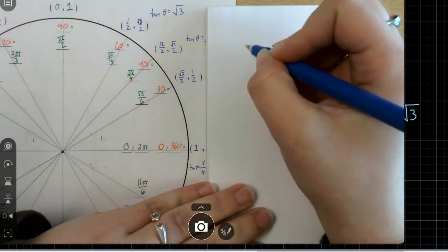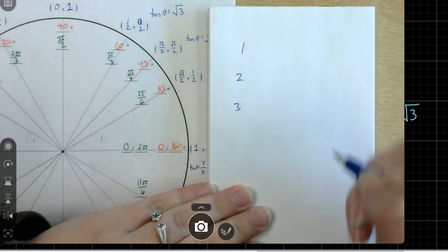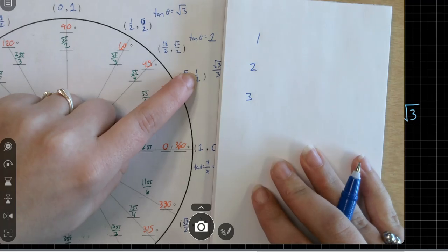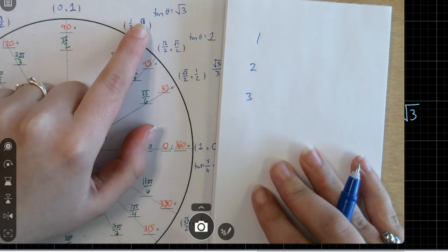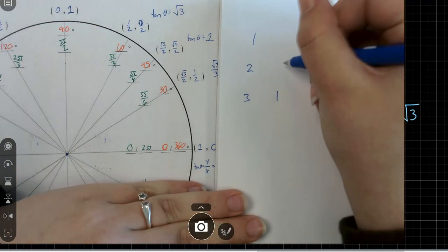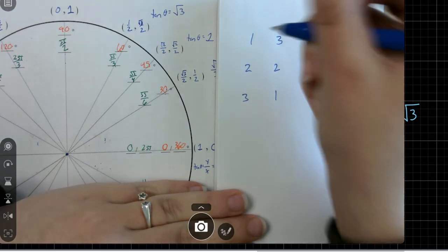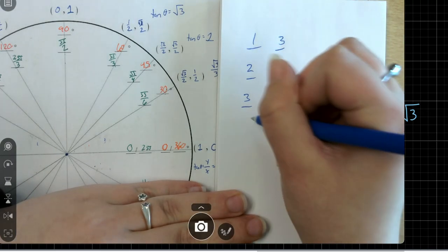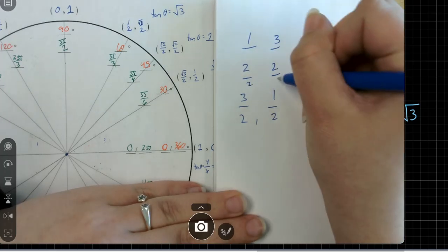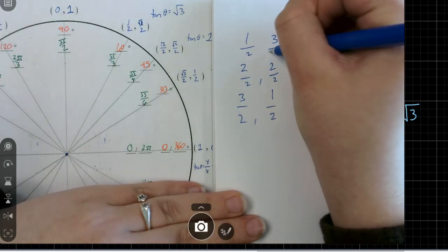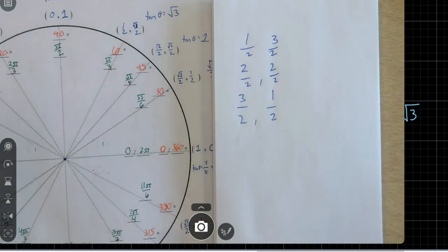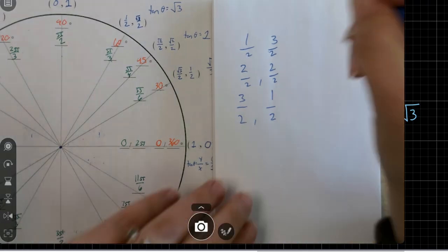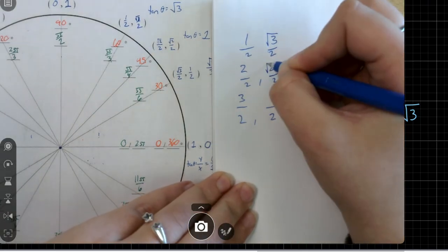Let's start: 1, 2, 3. And what's on top here? 1, 2, 3. And what's in the denominators? 2, 2, 2, 2, 2. Now, which ones have square roots? 3. Yep, the 3 is in all of the numerators of 2.